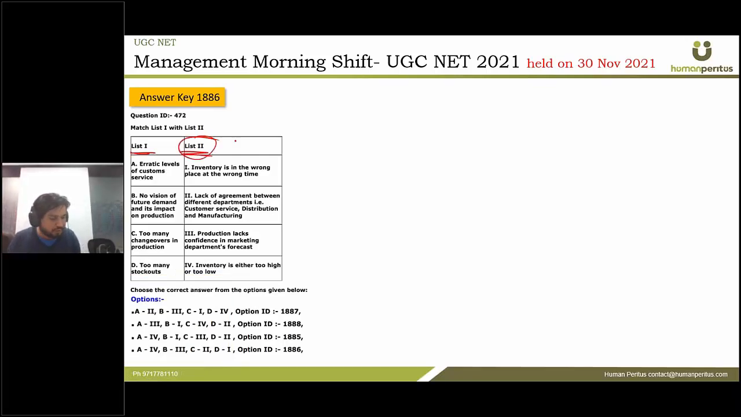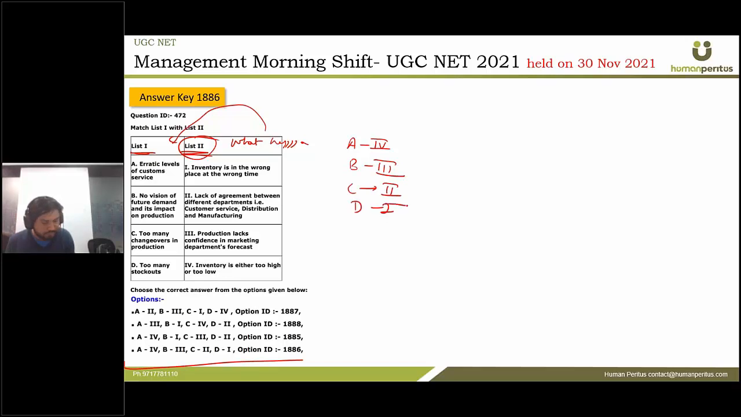First, list 2 talks about what happened and why it has happened. It is given in list 1. Okay, now the correct answer is given 1886, which is A-4, B-3, C-2 and D-1. Now start from list 2 and then go to list 1.